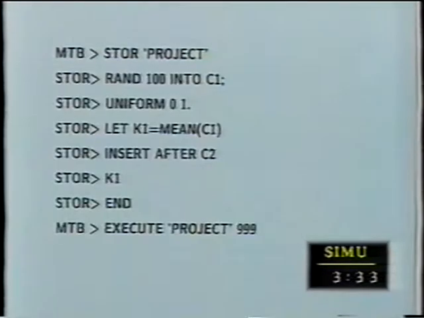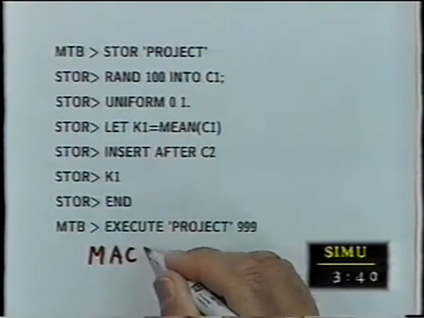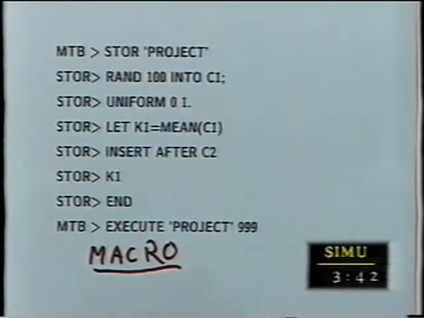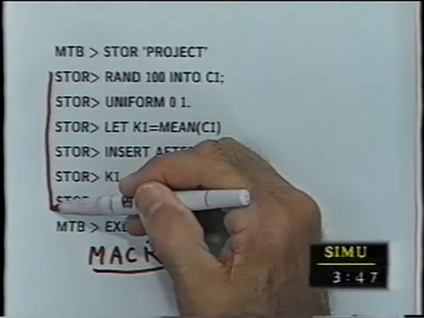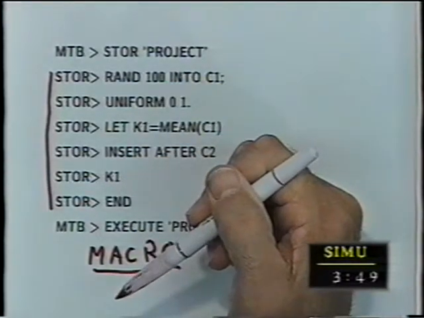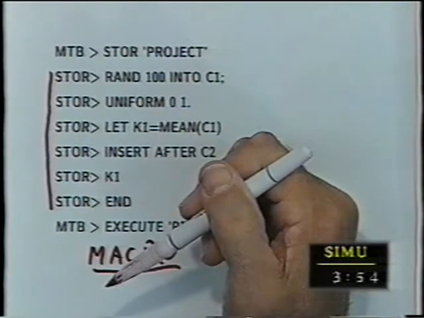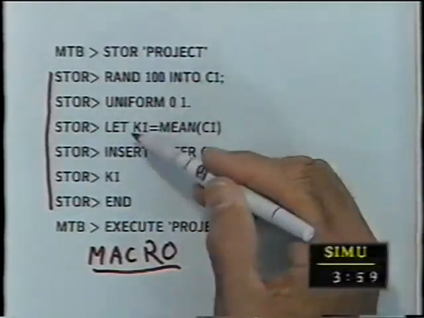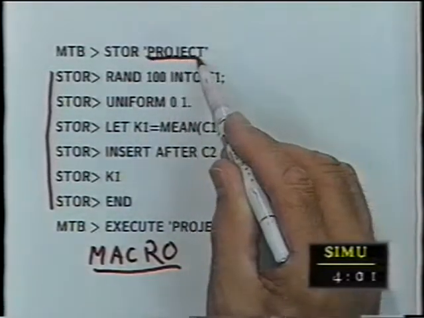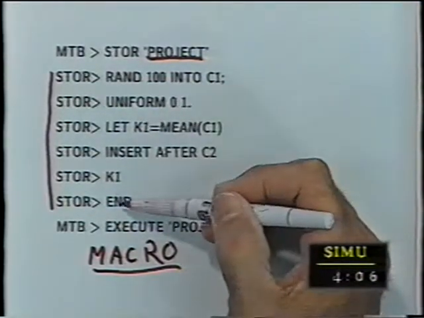I say store. Actually, when you say store and give a name, you are doing what's called creating a macro. A macro is a set of commands which is going to be executed later. It's not executed when you write them. They're just stored in memory to be executed later. And you see the word store here. That means it's storing all these commands in memory in a file called project. So when I call project, it's going to execute these commands.